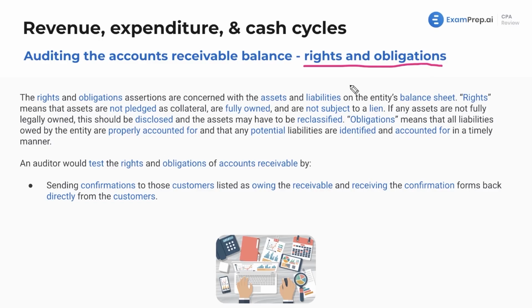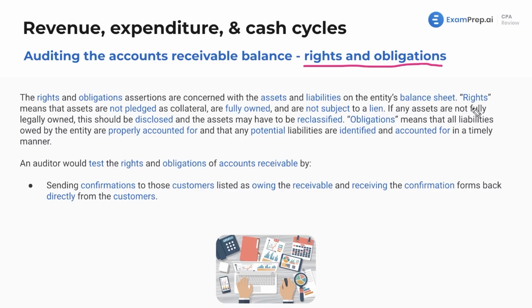Now, unearned revenue, that's a liability. So there could be obligations there, right? Just making note of that. That's why, and this goes back to the chart we saw at the beginning, where we saw different assertions as they related to both AR and sales. Here, we're going to see rights and obligations, because AR is an asset, whereas sales is a revenue account on the income statement. The rights and obligations assertions are concerned with assets and liabilities.